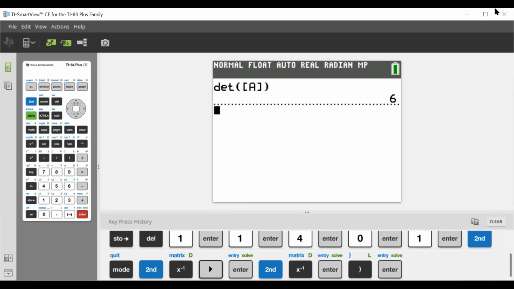Okay, so that's how you can find determinants using your calculator. So put in the matrix and then go to math under the matrix menu and DET, determinants. Okay, stop sharing this. Go back to our work.